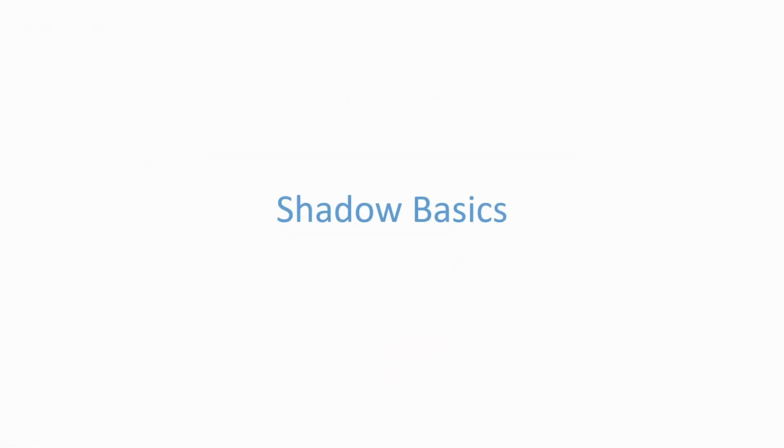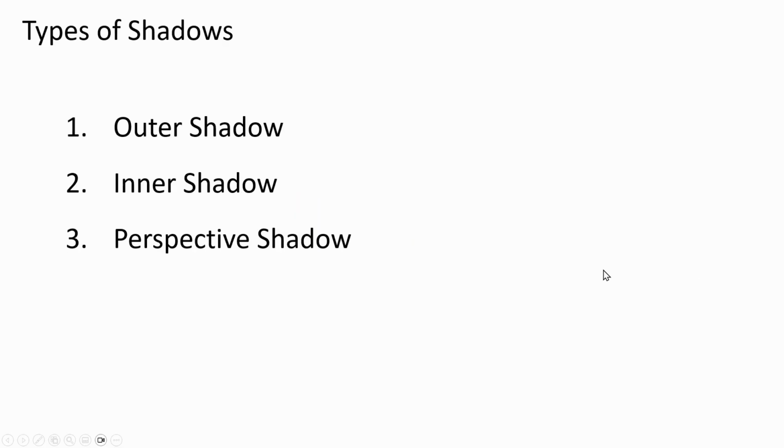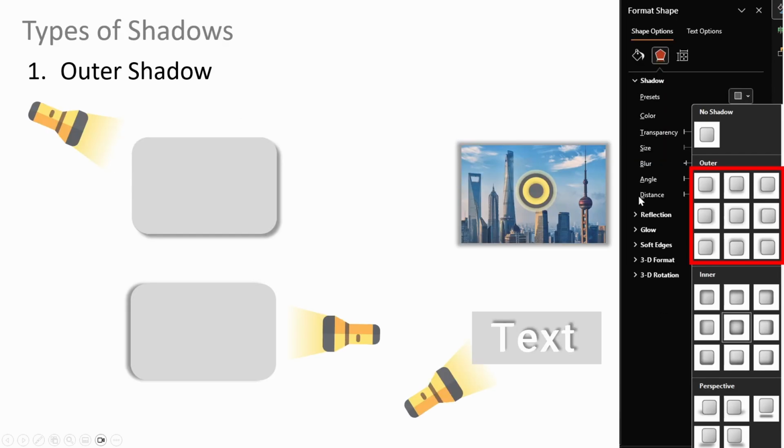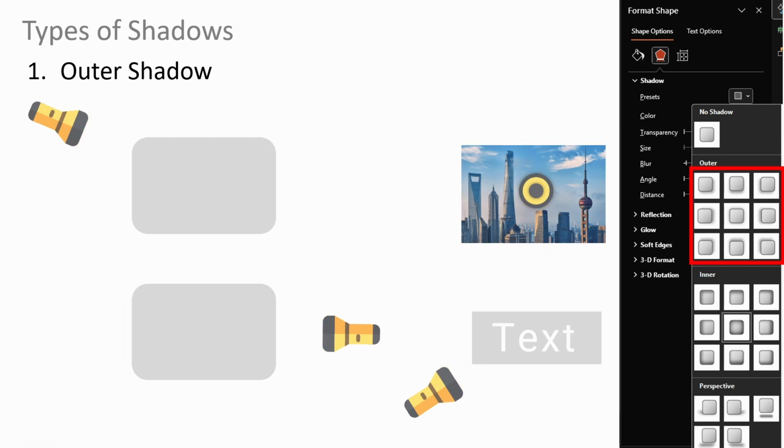Before we look at the actual settings, let's quickly go over some shadow basics. So in PowerPoint, we have three types of shadows: outer shadows, inner shadows, and perspective shadows. You can find these settings by right-clicking any of these shapes, then clicking on Format Object, and then clicking on this second button here. Under that, click on this Presets button. So the first 9 are the outer shadows. Outer shadows are shadows that are outside of the object.